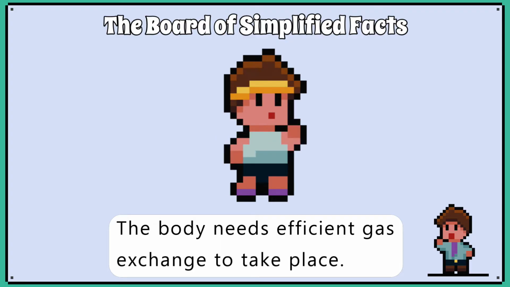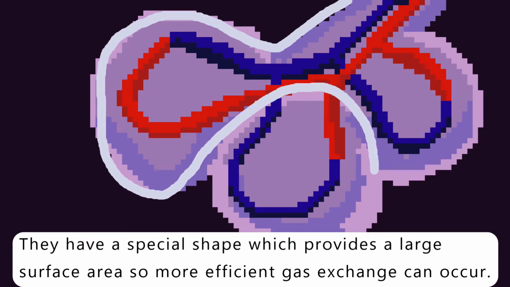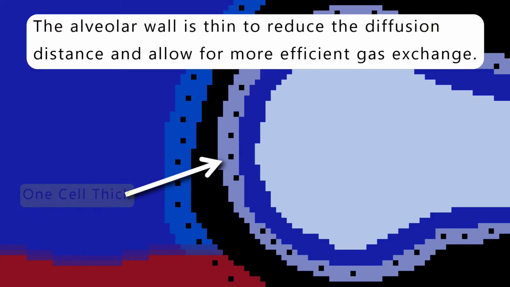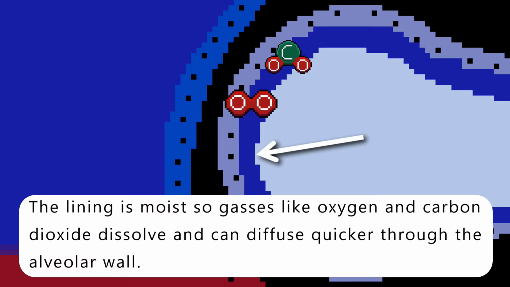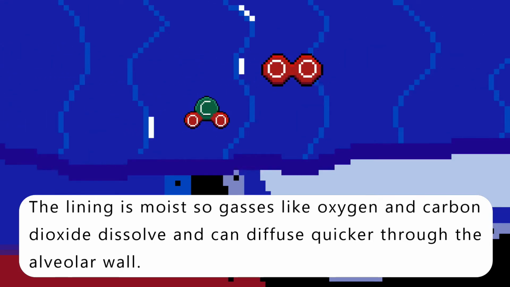The body needs efficient gas exchange to take place. The alveoli are adapted to facilitate this. They have a special shape which provides a large surface area so more efficient gas exchange can occur. The alveolar wall is thin to reduce the diffusion distance and allow for more efficient gas exchange. The lining is moist, so gases like oxygen and carbon dioxide dissolve and can diffuse quicker through the alveolar wall.